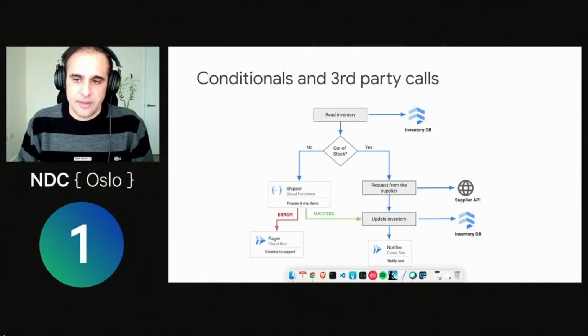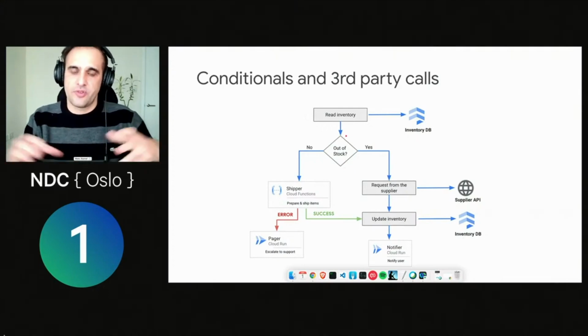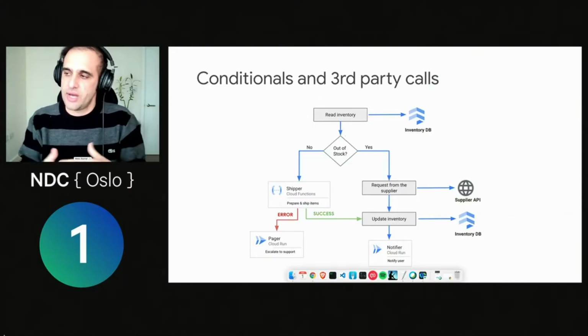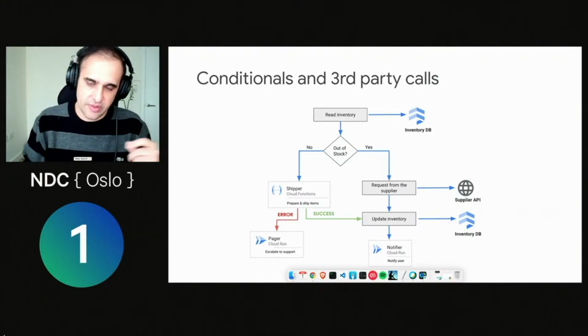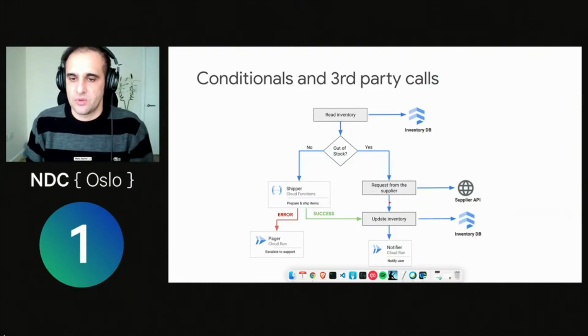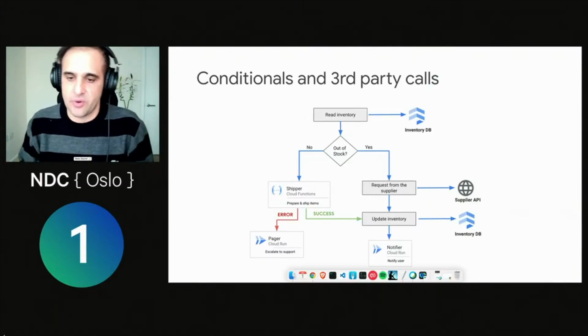And this conditional, sometimes you want to read, like say the database and check a value and determine if something is in stock or out of stock and do different things depending on that, right? So that conditional logic is very easy to do in workflows. You have switch statements and you can basically switch and do different things. And third-party API calls, like let's say at some point you want to request something from a supplier, that can be part of your orchestration as well. You don't need to deploy code to do that. The workflows can call that for you.